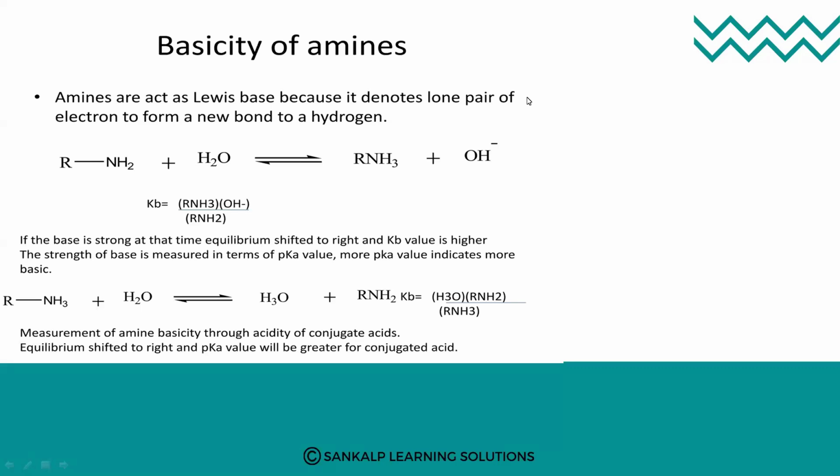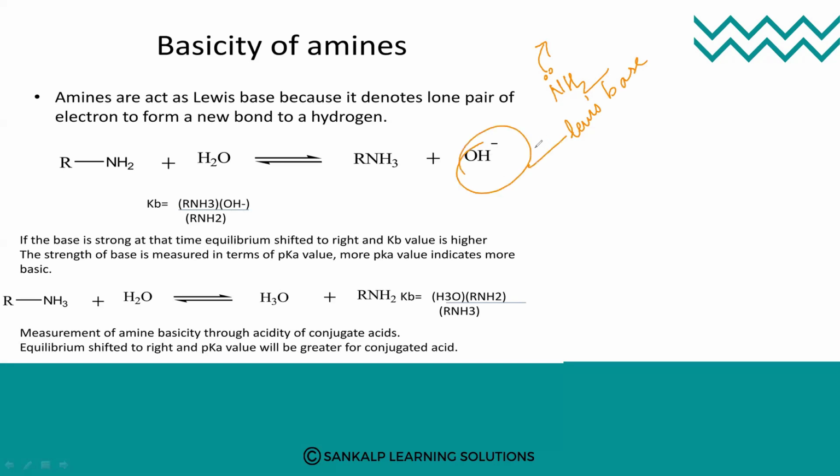Sorry, back. So what we were discussing was the basic nature of amines. Amines are basic in nature. How are they basic in nature? Because amines have a lone pair of electrons present on the nitrogen, they can easily donate the lone pair of electrons and act as a Lewis base. Now when we dissolve this Lewis base in water, it will produce OH minus ions.